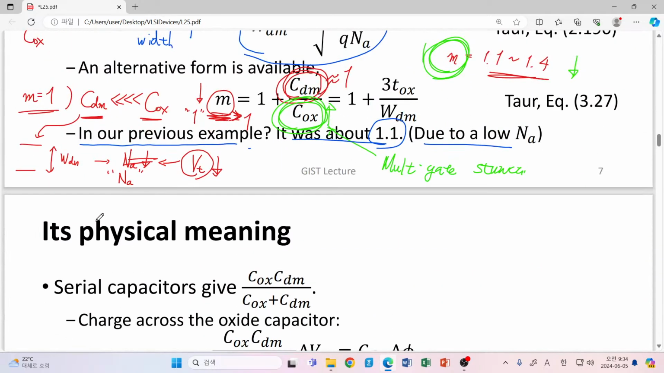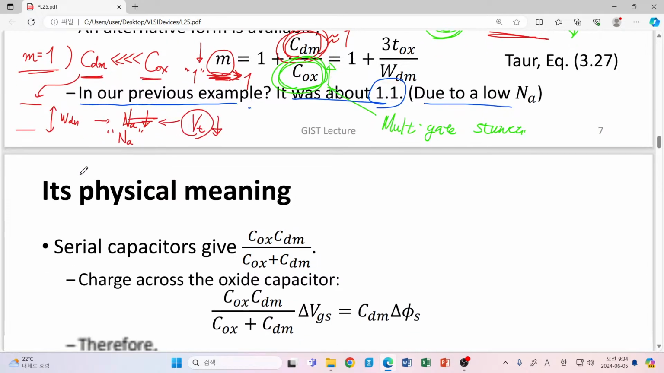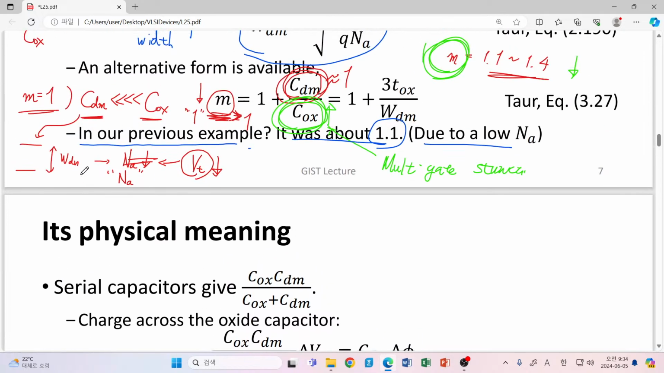Anyway, I have stressed the importance of this M value, and how we can reduce this M value. This M value was just a ratio between depletion capacitance and oxide capacitance, and it clearly reveals that it is good to have high oxide capacitance and at the same time low depletion capacitance. Then what will be the best way to have this value exactly equal to 1?